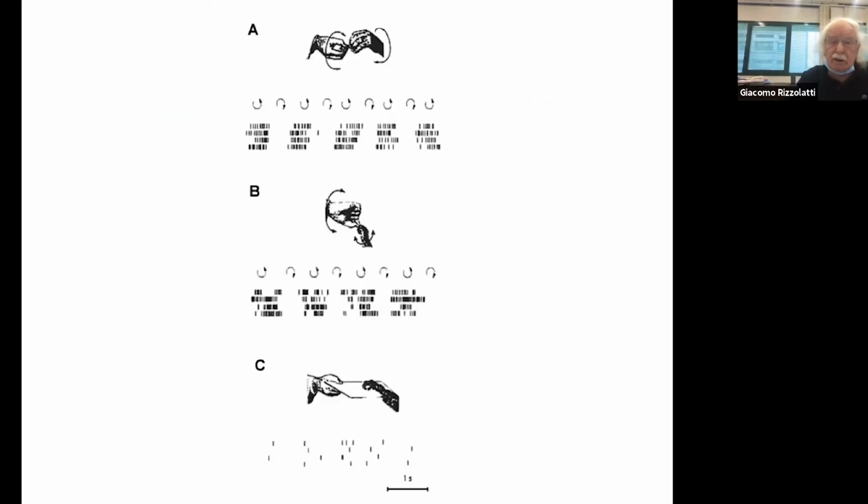Some of them, however, were extremely strictly tuned, like this one. This was one of those neurons that convinced us that we really see something strange. It's only when you break an object that there is a discharge. Grasping, you can see, is nothing. So there is only breaking, and in a specific section. This we call a strictly tuned neuron.